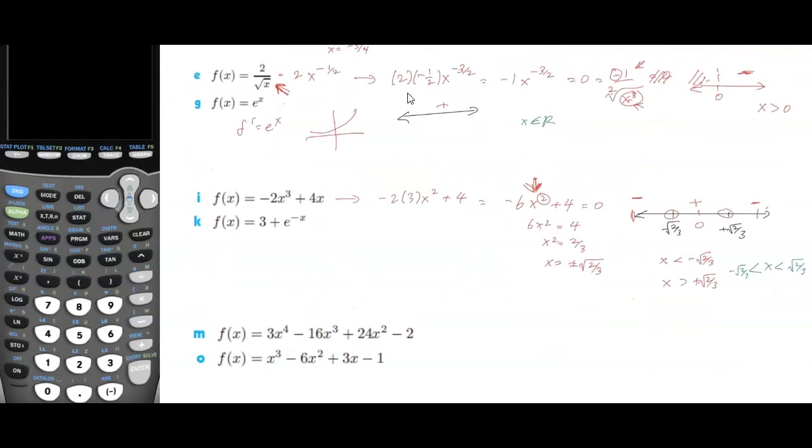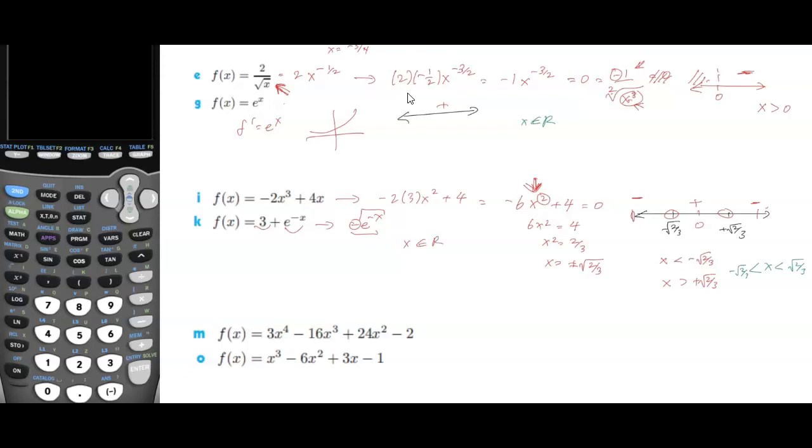What about this next one? The derivative of 3 plus e to the negative x is just negative e to the negative x, because the derivative of 3 is just 0. The derivative of e to the negative x is e to the negative x times negative 1. So this function, negative e to the negative x, of course, is always going to be negative, because e to the negative x is an exponential, so it's always positive. It's always above 0, the asymptote. And then the negative is going to make it always negative. So that means that it's an always decreasing function. So it's always decreasing for all real numbers.